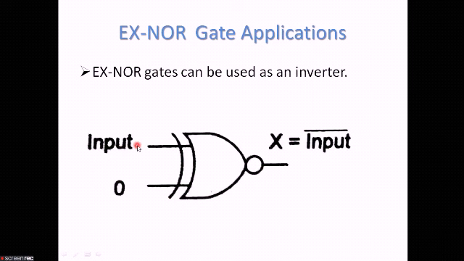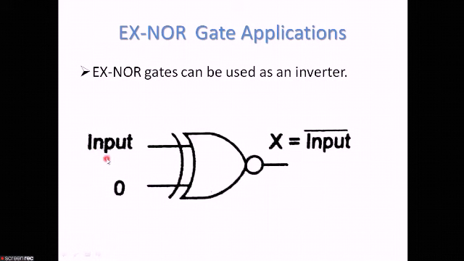0 XNOR of 0 will be equal to 1. So this is the inverted output, because this input was 0 and the other input we are considering as 0. So this one will be 1. That is the inverted input we are getting.